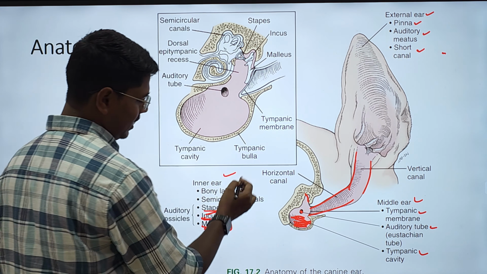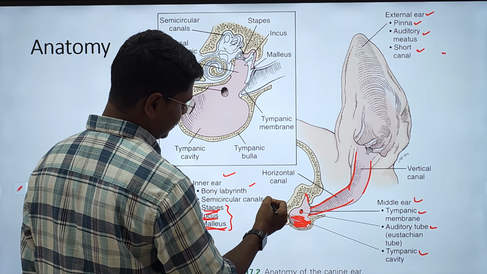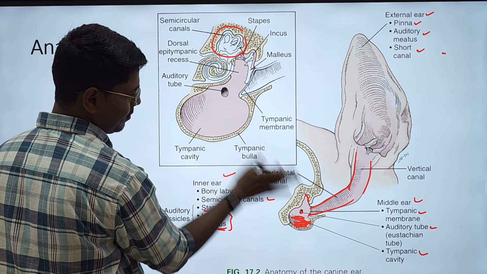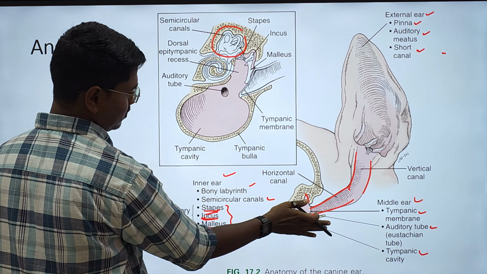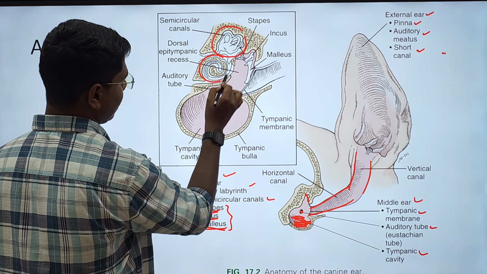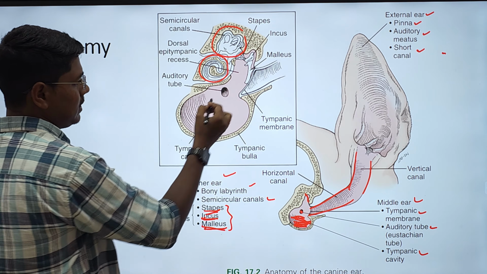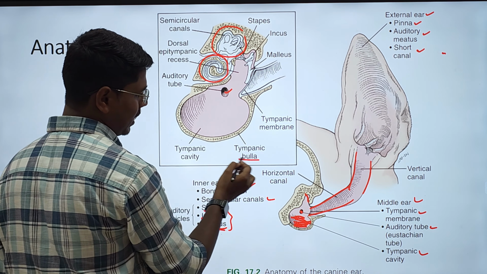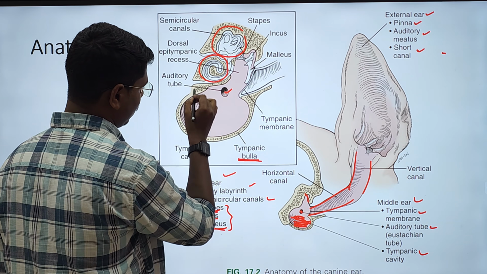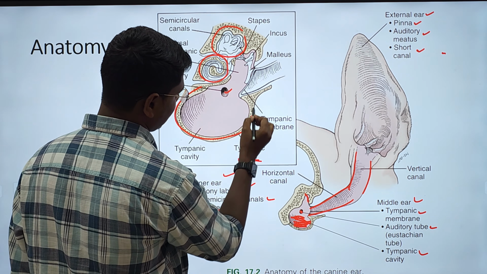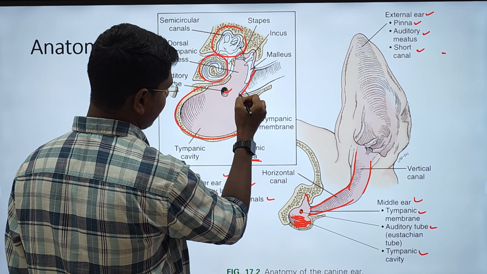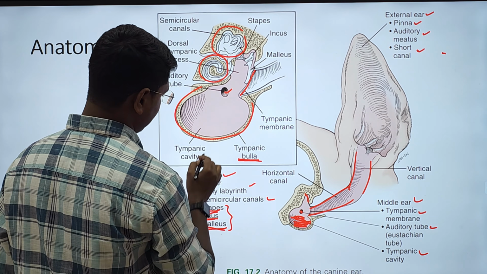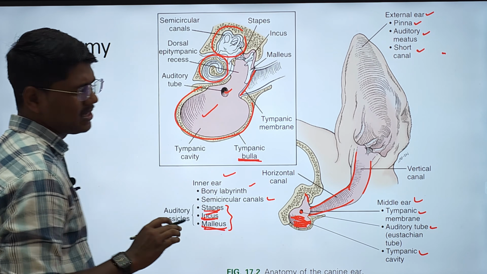Then the inner ear has the bony labyrinth and semicircular canals. You can see here the semicircular canal, this is the extended view of this structure, and this is the bony labyrinth. Here is the eustachian tube opening. One structure you should know is the tympanic bulla, the bone around the tympanic cavity. This is the tympanic membrane, which separates the external ear and the middle ear. This is the tympanic cavity. These are the basic structures.